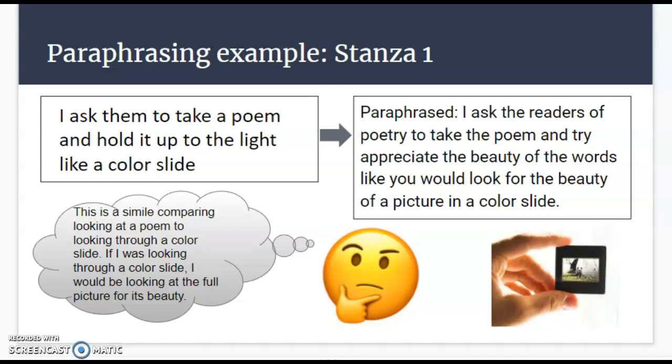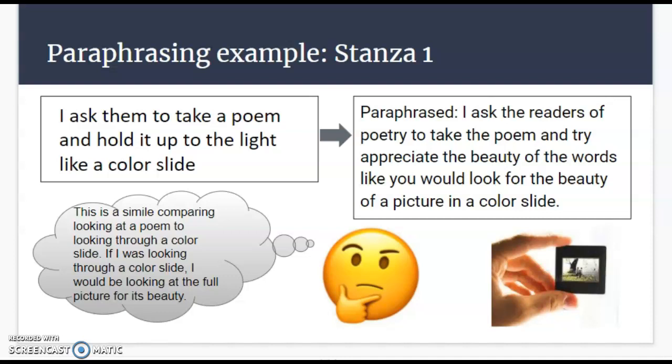If you look at the bottom right-hand corner, I have a picture of a color slide. I don't know how many of you have seen color slides because it's kind of like a dated thing that maybe we don't see as much anymore now that we have cell phones and digital cameras. But a color slide is like a slide of a photo that you would put into a projector, and the light is projected through the image, and then you could see it like on a screen.